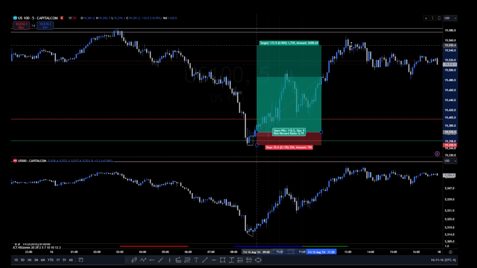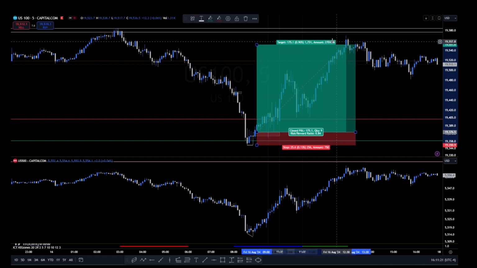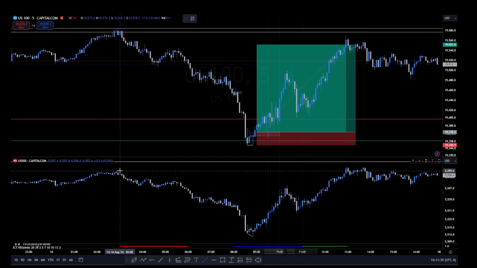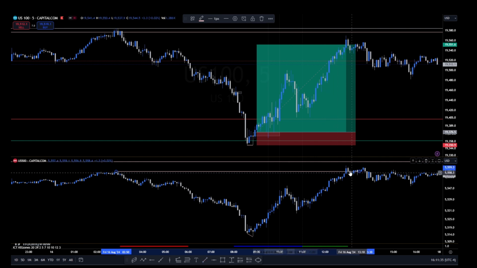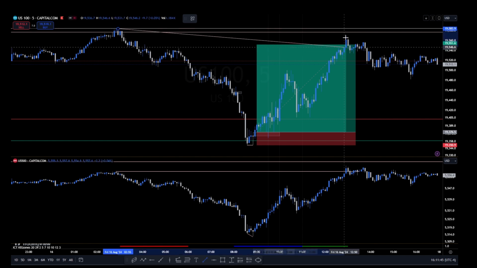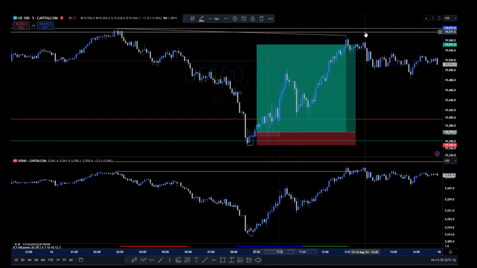I got the profit around here, around 12, because I saw this SMT on US 500. It did break this high right here. You see here it did break this high, but on US 100 it didn't break the high, so it was looking like this. It was an SMT right here.